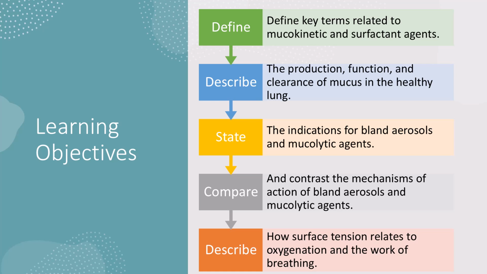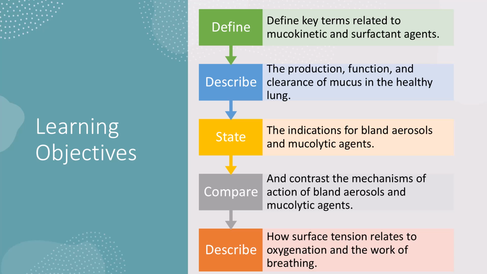Describe the production, function, and clearance of mucus in the healthy lung. State the indications for bland aerosols and mucolytic agents. Compare and contrast the mechanisms of action of bland aerosols and mucolytic agents.